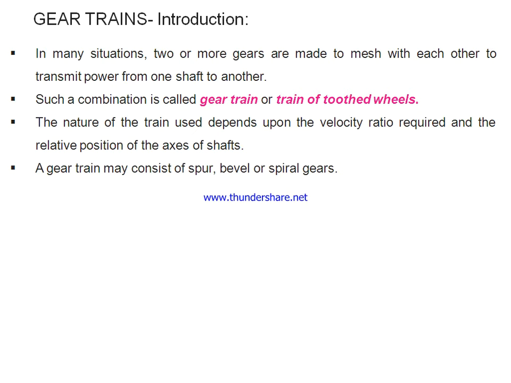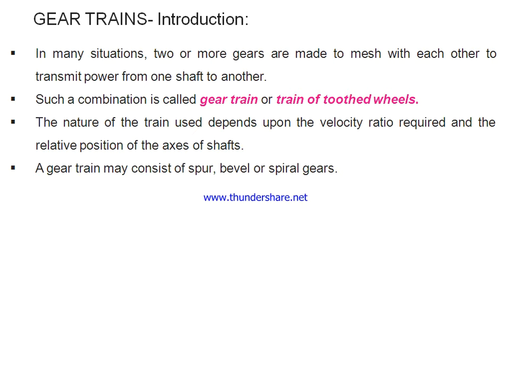Students, already we have seen that the power and the motion can be transmitted by using a belt drive or a chain drive also, and this is another mode of transmission of power and motion by a toothed wheel. And when two toothed wheels are meshed with each other for the purpose of transmission of power and motion, such a combination is called a gear train or train of toothed wheels.